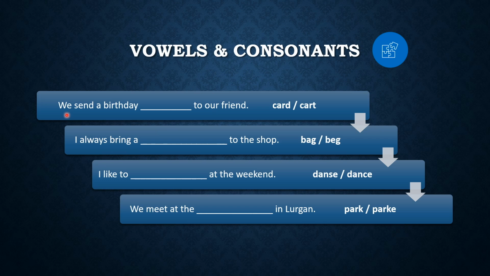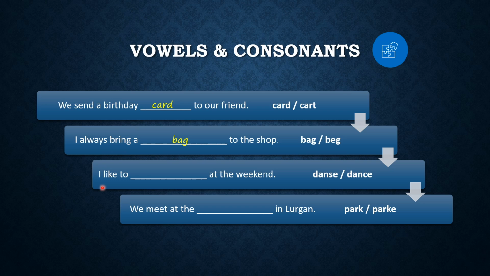In the first example, we send a birthday blank to our friend. The option is card or cart. So the D or the T. Very similar, very subtle difference. But obviously we send a birthday card. Example 2, I always bring a blank to the shop, bag or beg. So a difference in the vowels here. And we know that bag is spelled B-A-G.